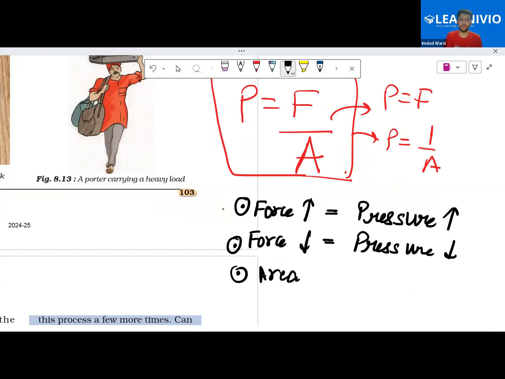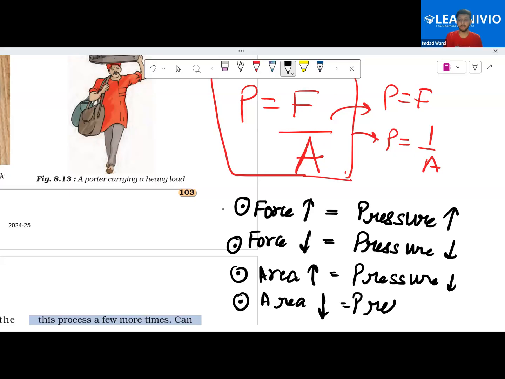Now you tell me for area. If I increase the area, pressure will decrease. And the last one, if I decrease the area, pressure will increase. Okay, done.